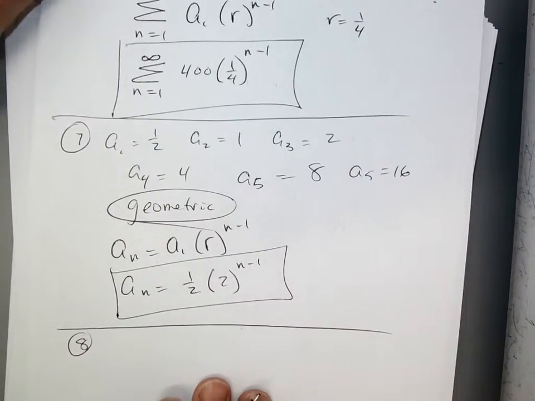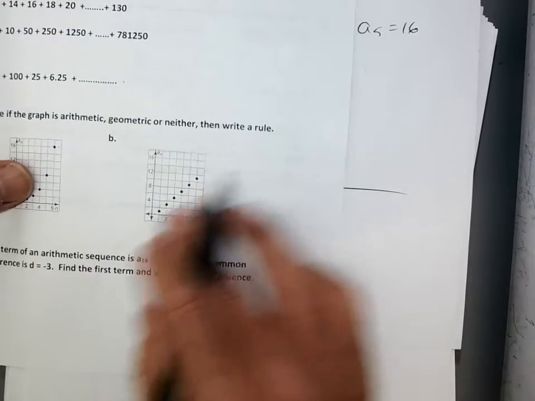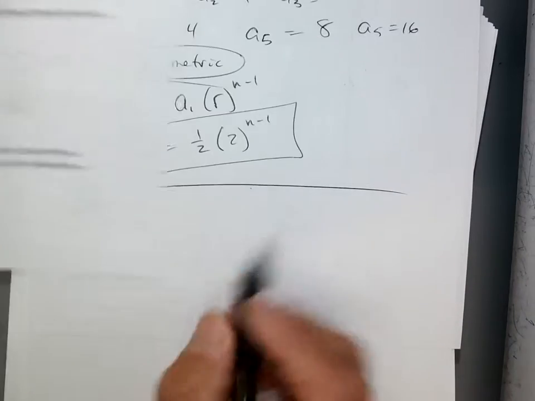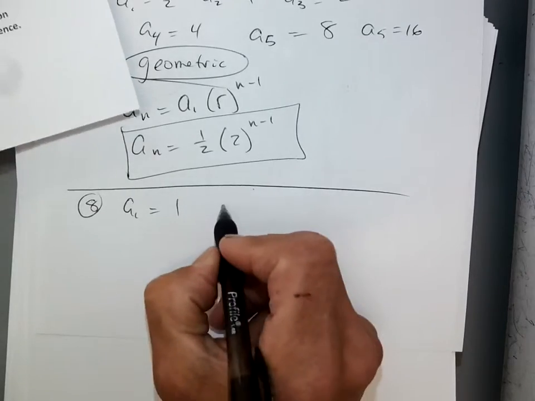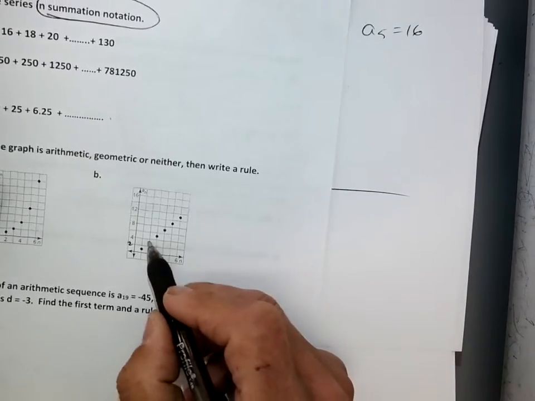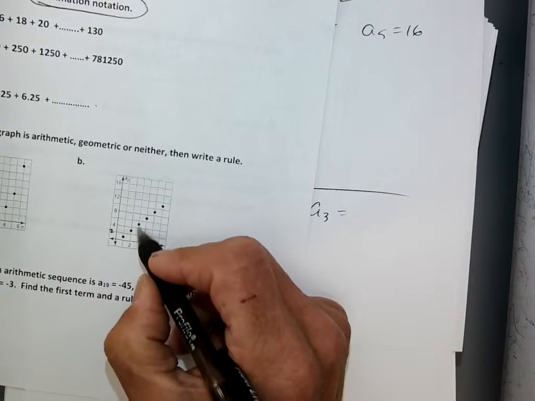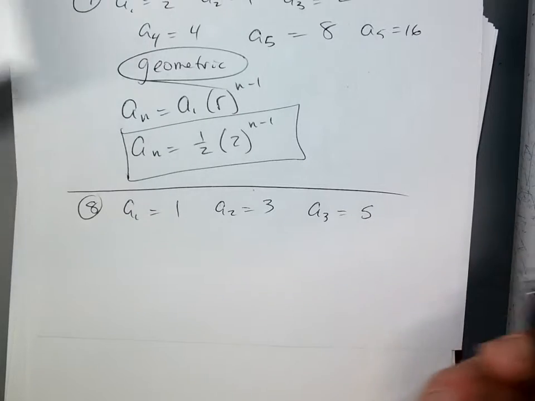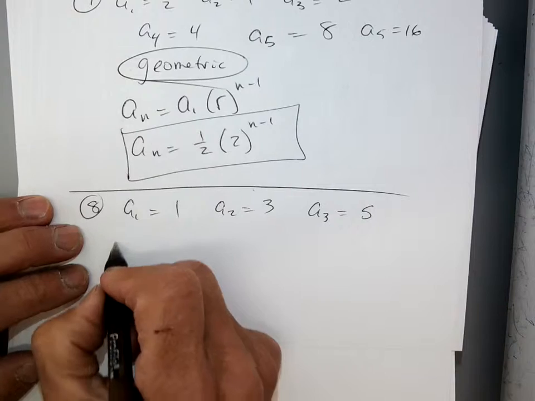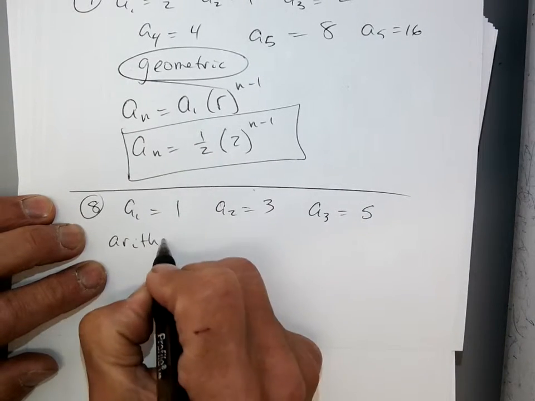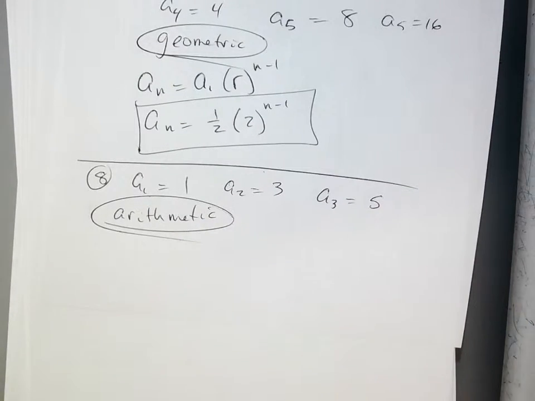Okay, so ready for 8. Yeah, 8's arithmetic because it's going up. So again, let's see if we can list some terms. So it looks like A1 is 1. A2 is 3. A3 is 5, right? And so forth and so on, okay? So, no problem. It's got to be arithmetic. I totally agree with Daisy. Arithmetic, right? Circle that, because that's one of my answers.